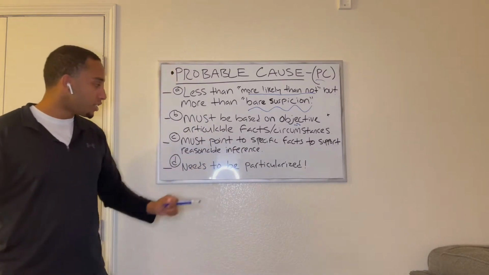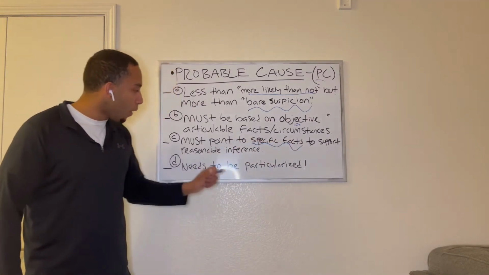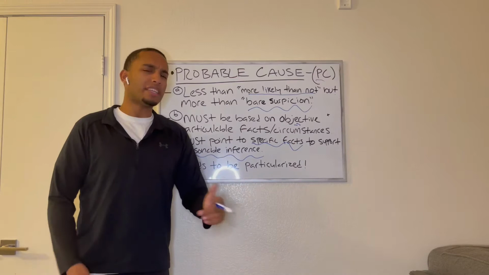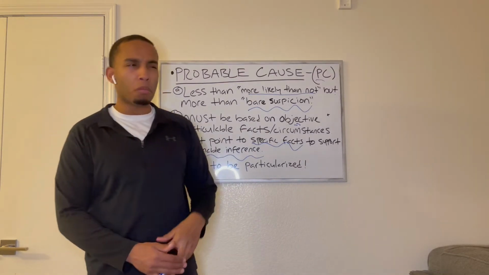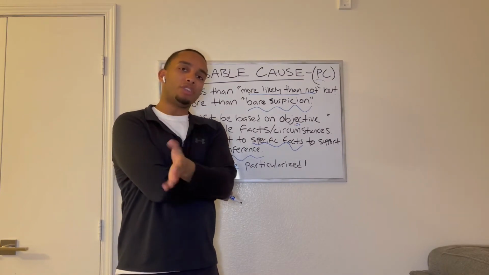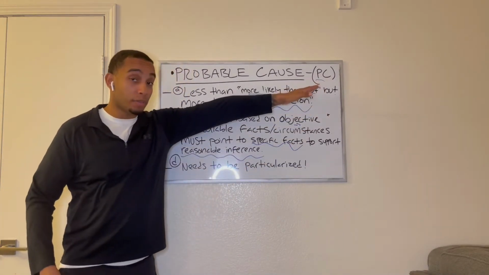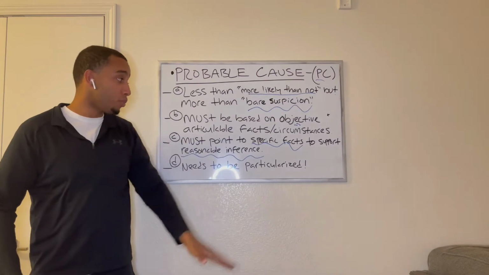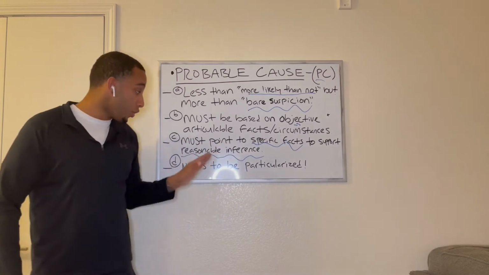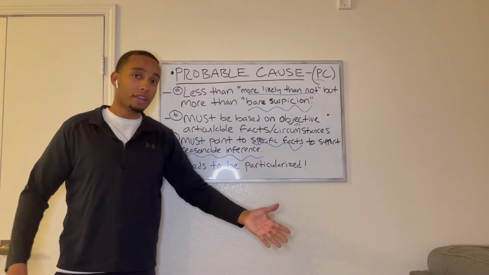Okay. So C stands for the officer must point to specific facts to support the reasonable inference that the person committed the crime. As I said, the officer can't just have a suspicion and think that person committed the crime. The only way for an officer to have actual PC, probable cause, is when the officer can point to precise and specific facts that support his or her reasonable inference that the person actually committed the crime.